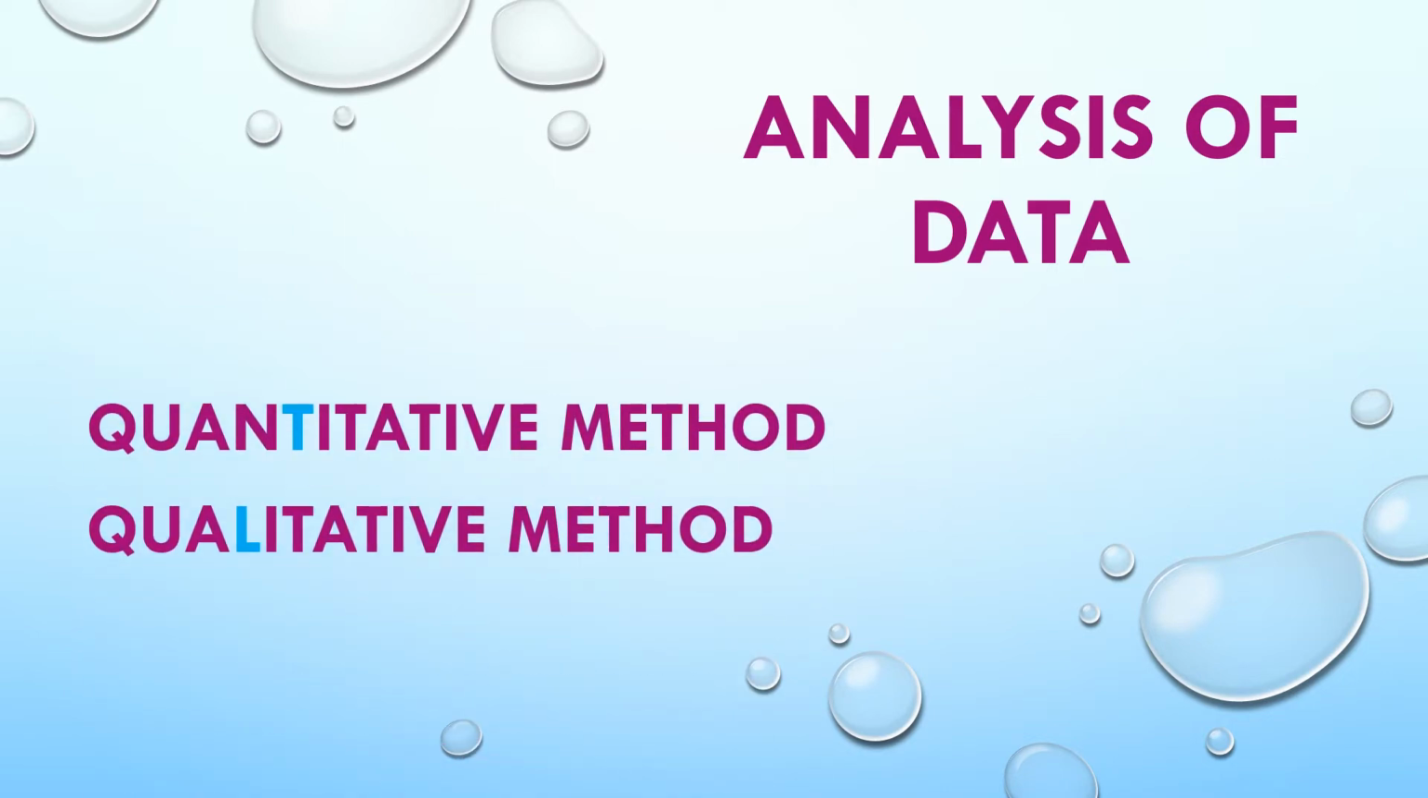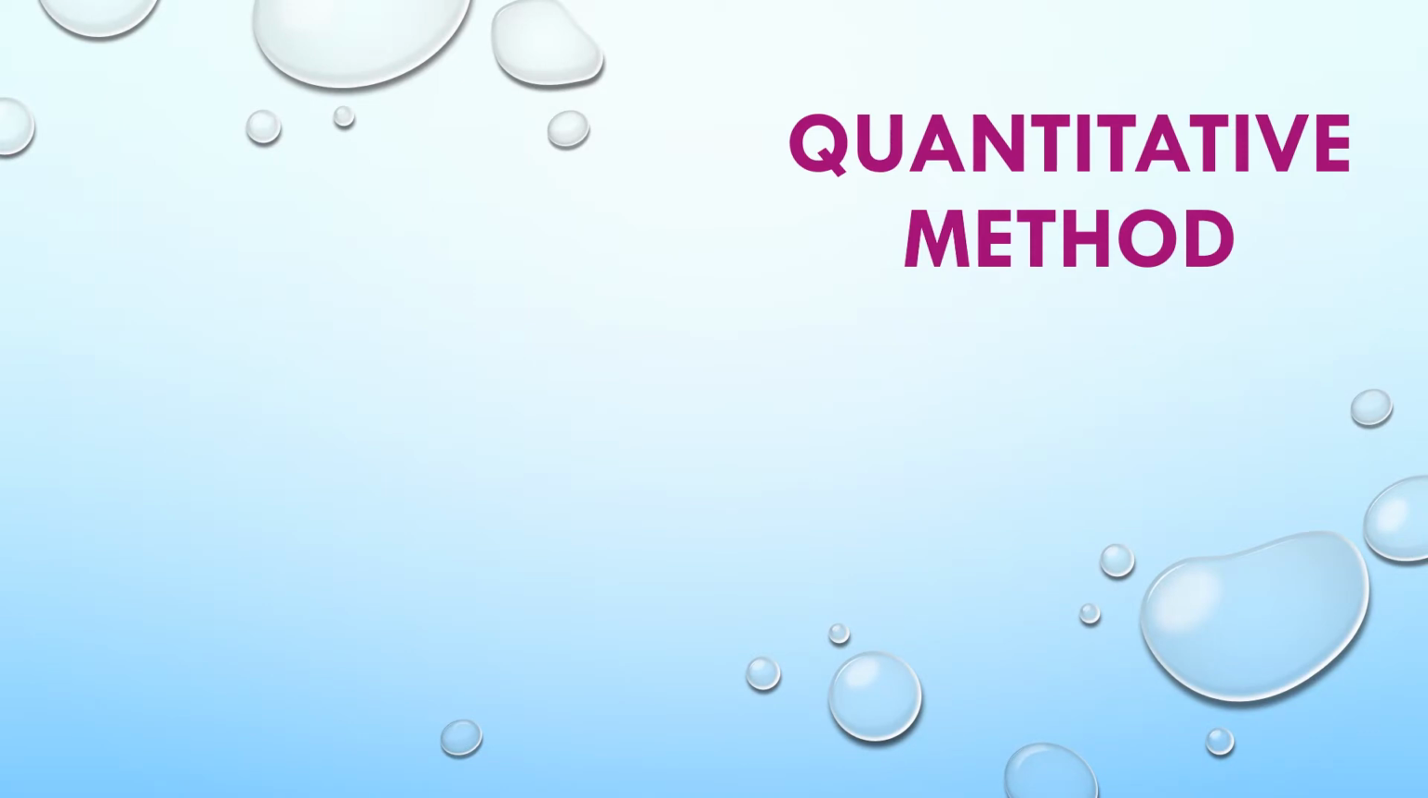We have two methods of data analysis. One is the quantitative method and the other is the qualitative method. Quantitative method. Quantitative data is expressed numerically. These data are quantifiable and need to be analyzed mathematically. The mathematical approach used in psychology is statistical analysis.